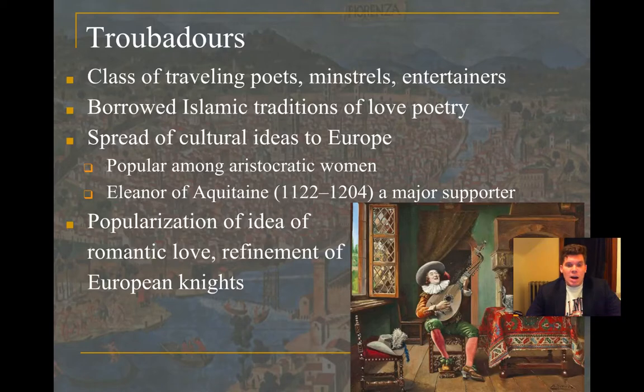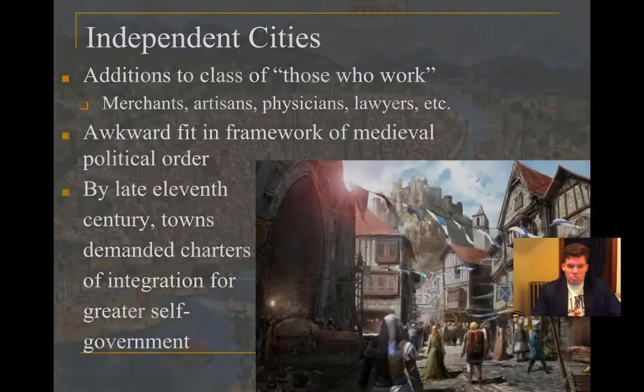It was really popular among aristocratic women. Eleanor of Aquitaine was a major supporter and paid very handsomely to troubadours who could successfully entertain her and her court. But it was this popular idea of romantic love, sort of what we think of when we think of the Middle Ages, of princes and princesses and adventure that was rooted in love and fighting for Christianity, and this sort of refinement of European knights from being just bloodthirsty war machines to sophisticated, sensitive war machines.